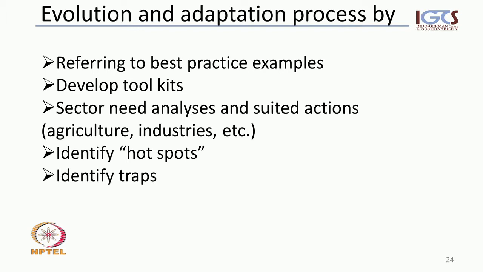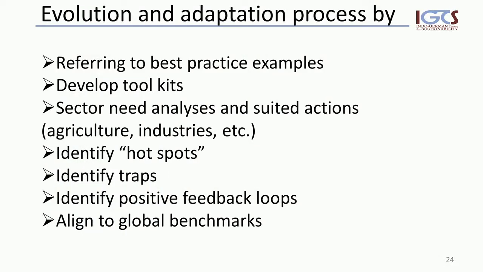Then we have to work on our river basin as a system. So we have to identify traps in our institutional framework, in our interventions. We have to identify positive feedback loops. They are very important because being positive, they should be reinforced, and priority should be given in terms of resources to enhance and stabilize these positive feedback loops.